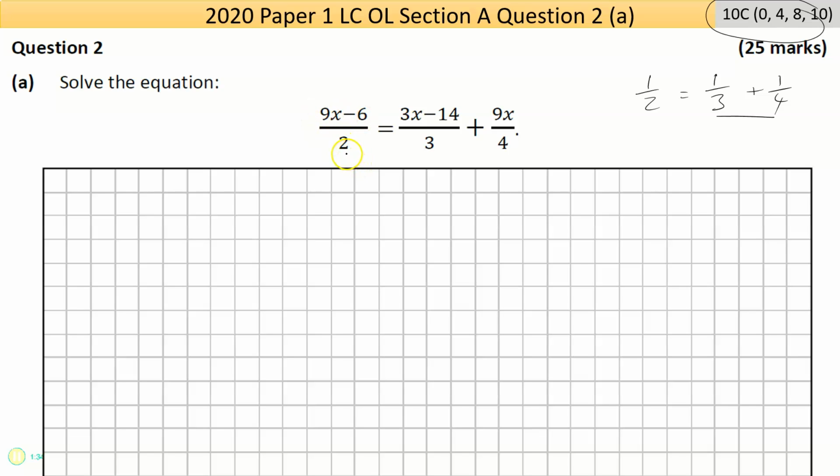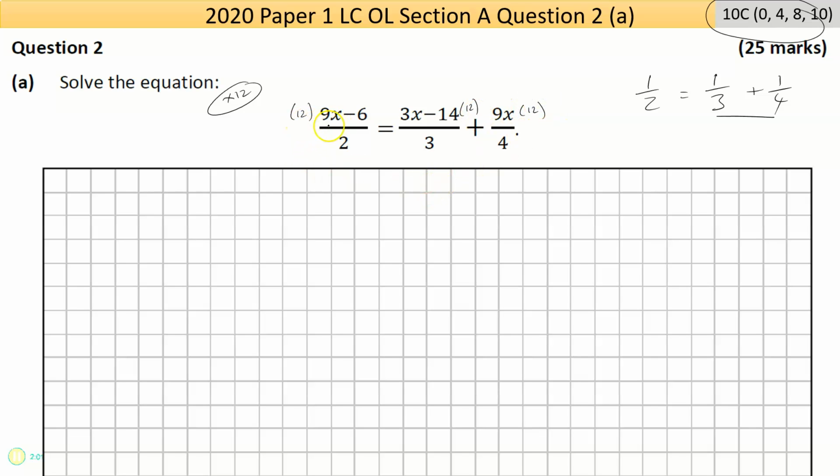So what's a common denominator for all these numbers? It doesn't matter what it is, as long as they all divide into it. I can think of 12, so I'm going to multiply everything by 12. In algebra, as long as you're consistent, if I multiply this by 12, I'm okay as long as I multiply every single term by 12.